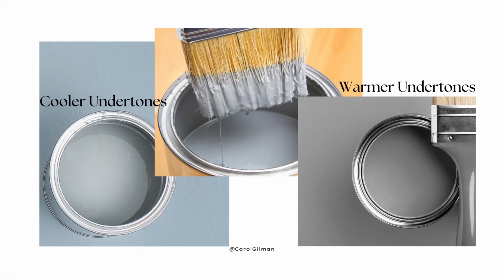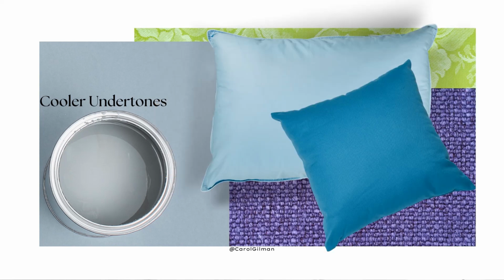And so for instance, if you wanted to accentuate the bluish undertones of a gray color that you're using, then you could use other colors that relate to that or are similar to that. So that could be other blues or other greens or even purple.